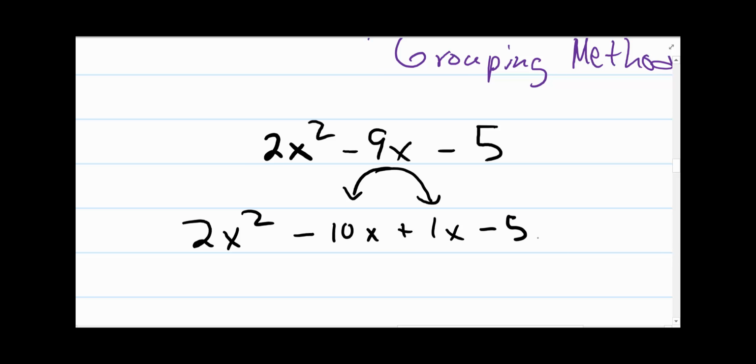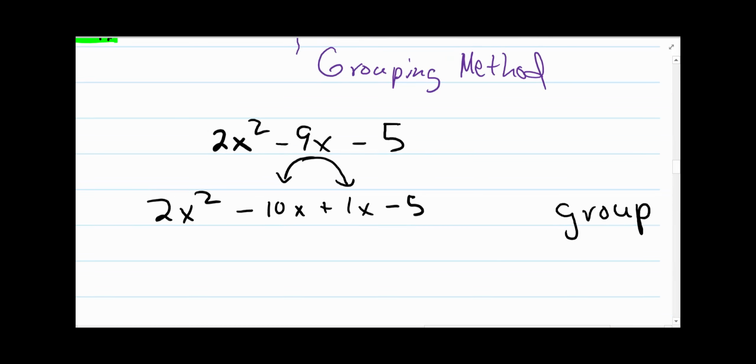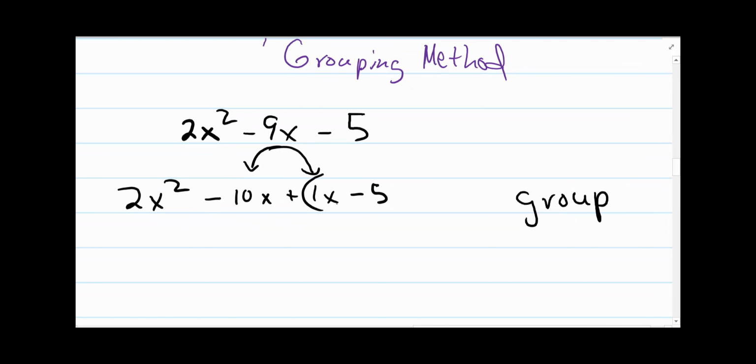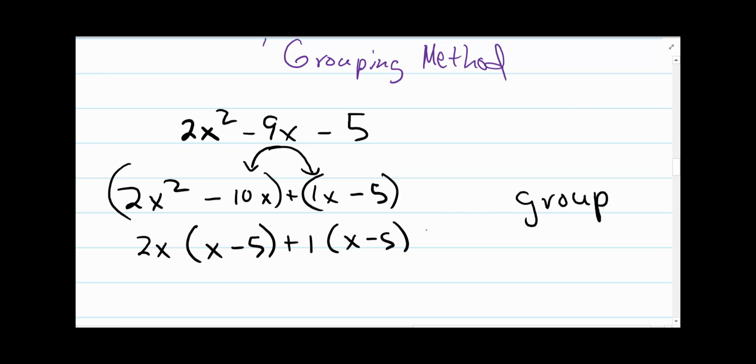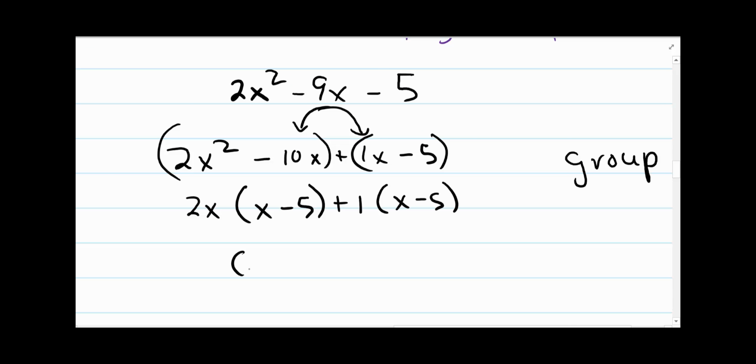Subtract 5, and now we're going to do the grouping method. So we're going to put parentheses here. 2x squared minus 10x have a 2x in common, leaving x subtract 5. And over here, the only number they have in common is 1, leaving x subtract 5. They both share an x subtract 5, so I'll factor that out. And everything on the outside of the parentheses goes in the second set.